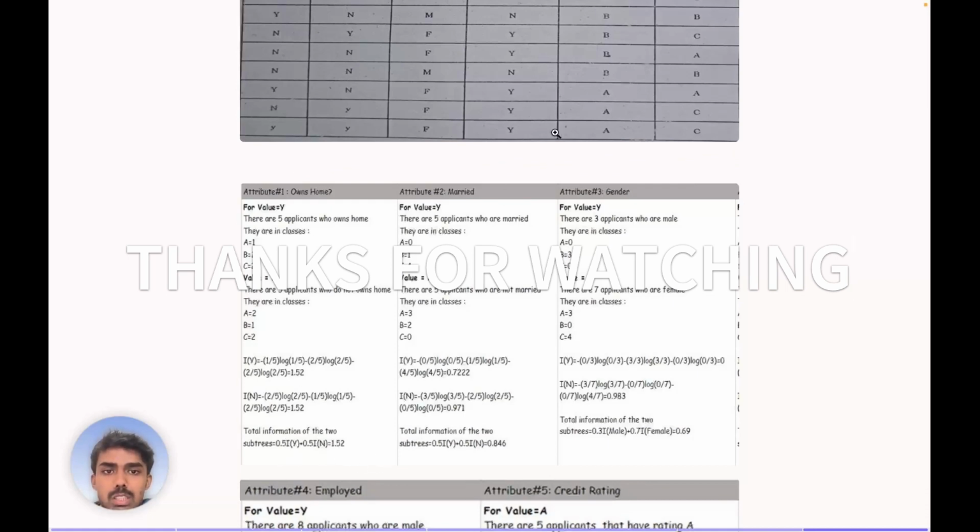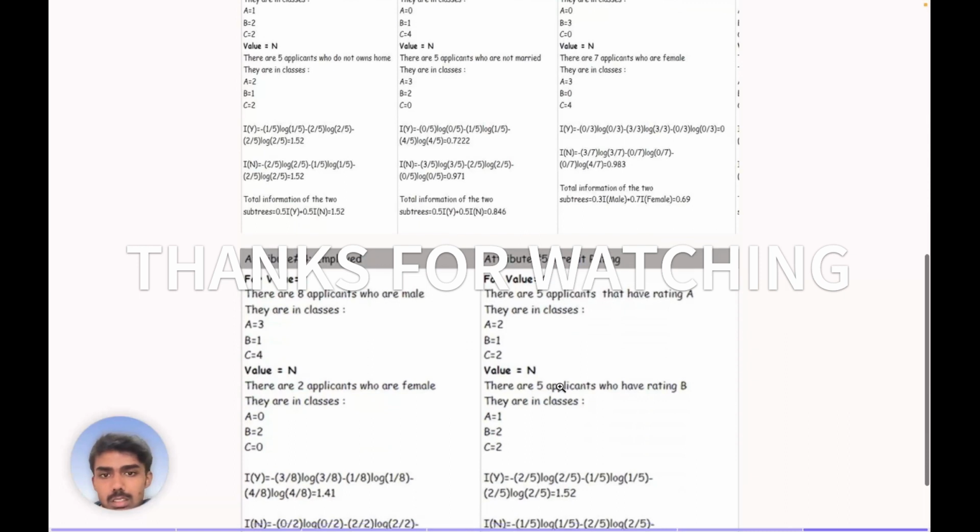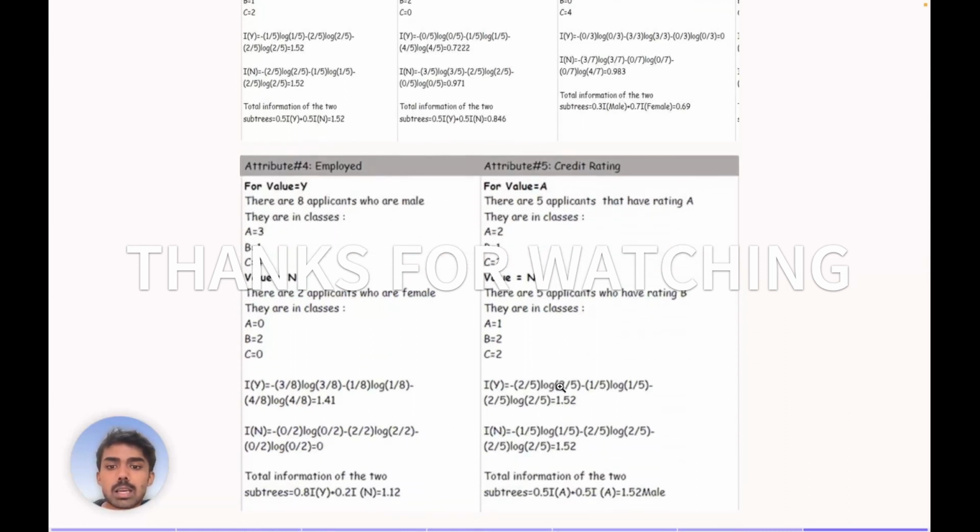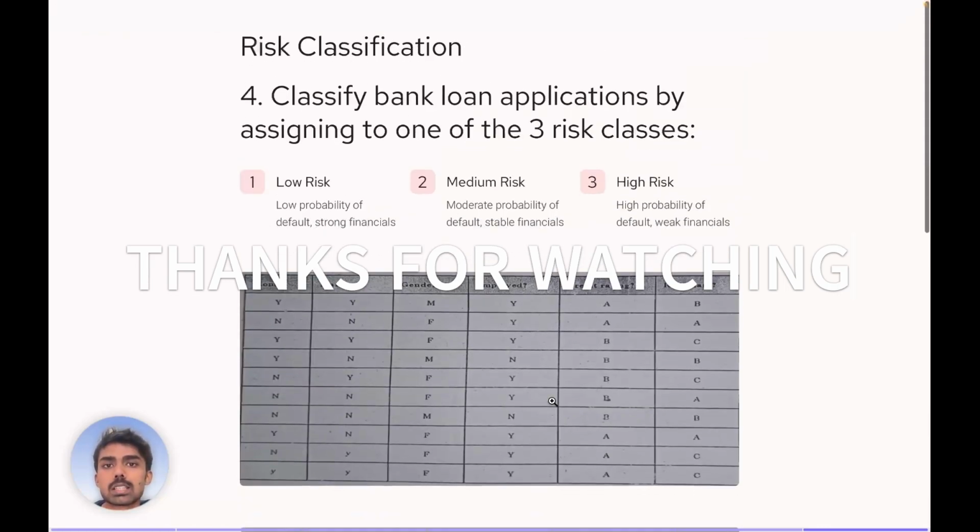Same for the second attribute and the third attribute. And after this, we apply the entropy and we get our answer. So this is our internal third paper.